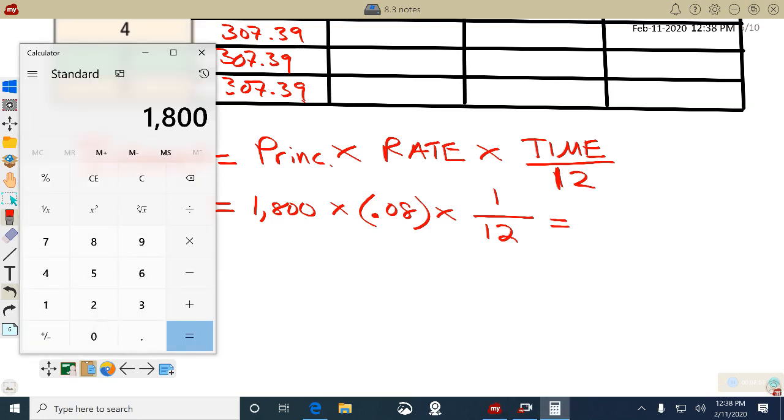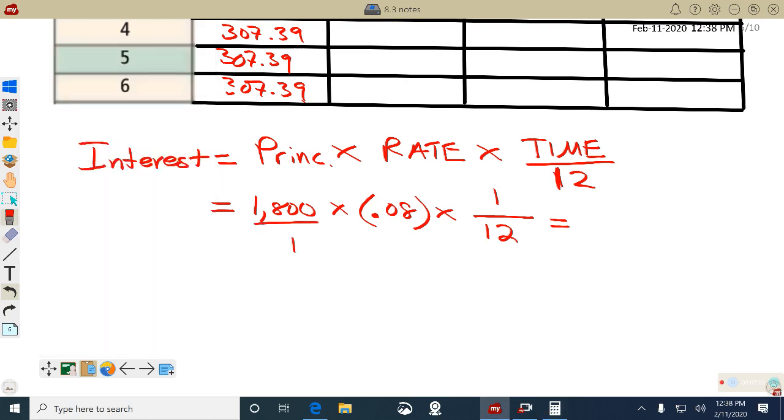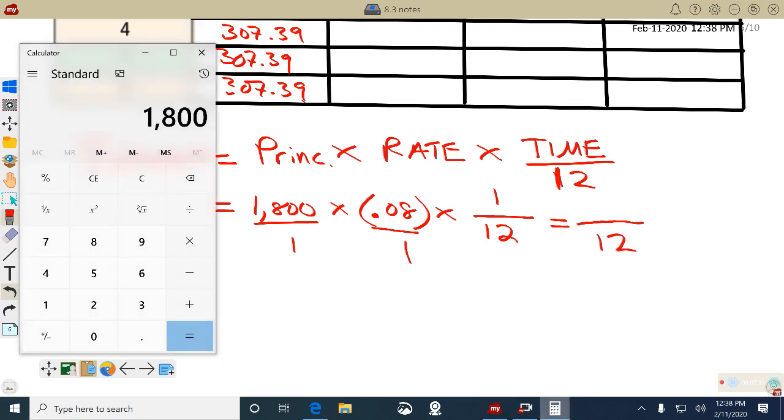1,800. I'm just going to multiply it. This is all over 1, by the way. Look at it. I'm going to do all numerators: 1,800 times 0.8 times 1. And then I'll divide the rest by 12, because look at the denominator times denominator times denominator, it's going to be a 12. I already know that. So watch this. Here we go.